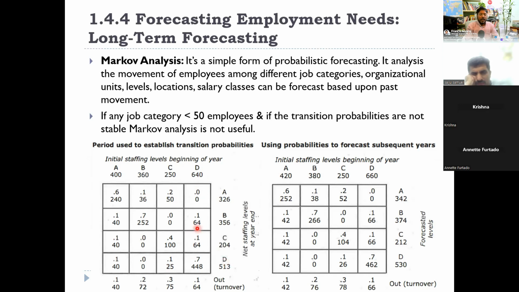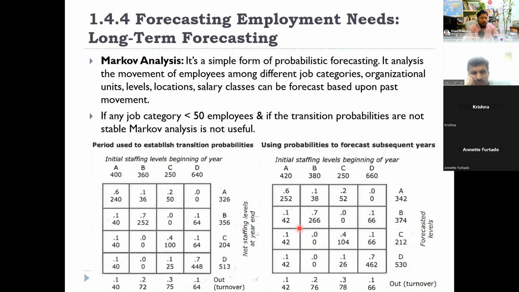This is one way we can make use of this Markov analysis. Another technique: we know this trend, how many people are moving to different departments. Based on that, we can project based on the trend data. Are you with me, Krishna? Yes, I'm here. So using the probabilities to forecast the subsequent years. The planning departments may use this kind of technique also.